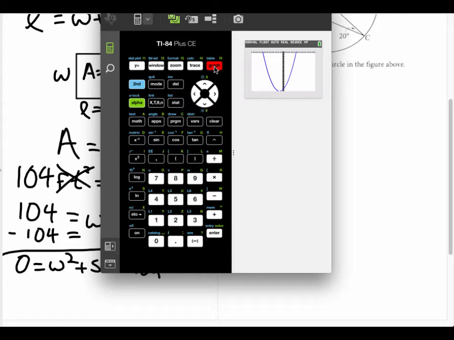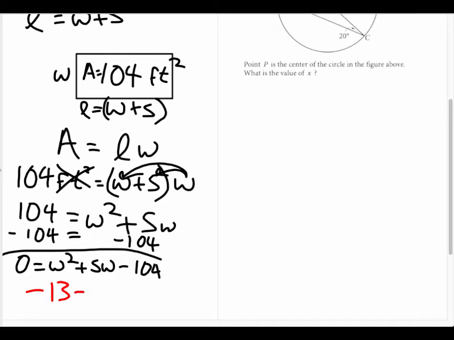Now what I want is the x-intercepts, because those are the solutions to this. So I hit second trace, which pulls up my calculate menu. I want the zeros, because this whole thing is set equal to 0. I choose zero, and it asks for the left bound, so I move my cursor till it's just a little bit to the left of the x-intercept and hit enter. Then the right bound, a little bit to the right, and then somewhere in the middle is my guess. And I get negative 13 as one solution.